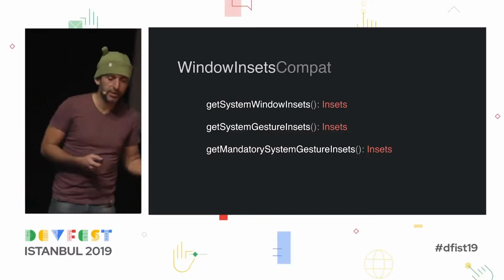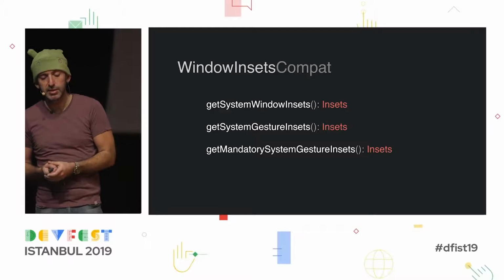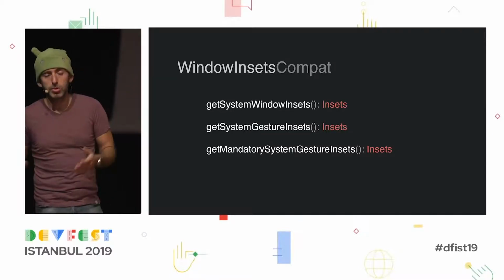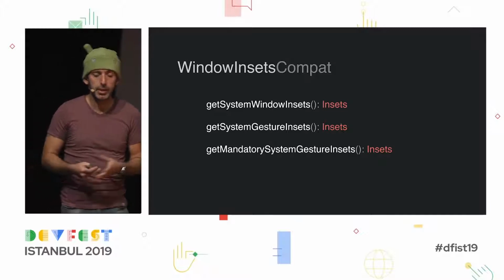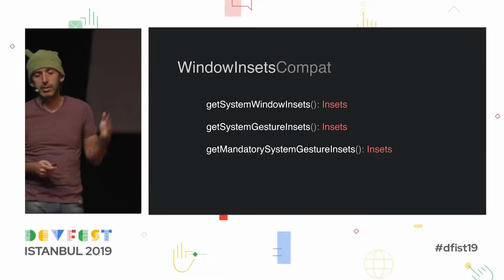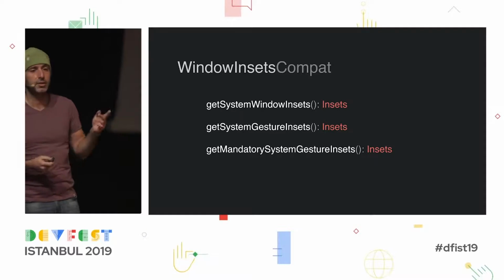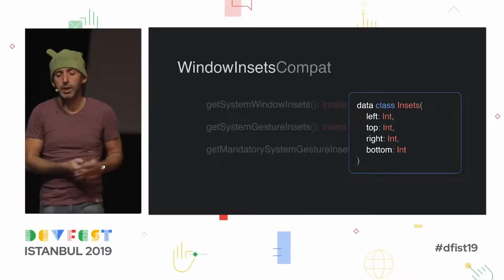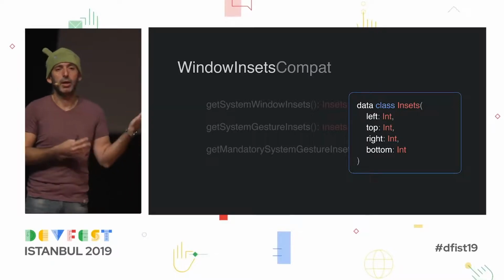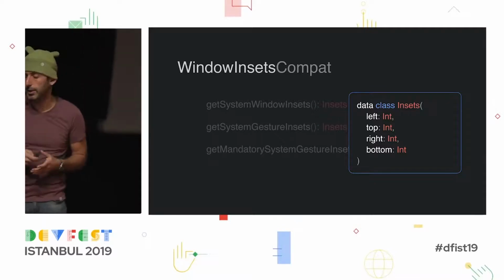I mentioned there are 3 different APIs: system window insets, system gesture insets, and mandatory system gesture insets. These are the APIs you will use most often. There are actually 2 more insets APIs, but you will end up using those rarely. Still, if you're interested, there's a great blog post from Chris Baines, which I'll give the link to later. Go read, and you will learn about all the insets APIs. And all those APIs basically return an inset object, which is roughly a rectangle of 4 pixel values. And you just need to check which one you need to use as padding.